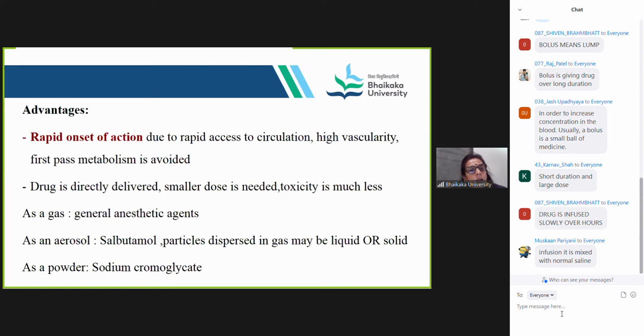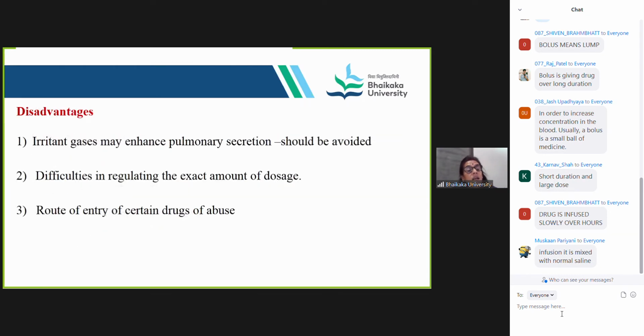Advantage, you all know, rapid onset. Disadvantage, irritant gases may enhance pulmonary secretions. So again, here comes the drug factor. It should be avoided if there are irritant gases, and cannot be used for the general anesthetic agents or for any other purpose. The difficulty in regulating the exact amount of dose.